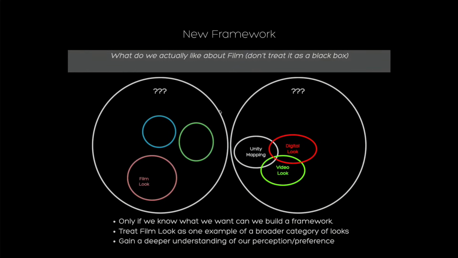We need to ask ourselves, what do we actually like about film? Don't treat this as a black box and say, okay, I like it. What aspects do you like and why? And maybe we can formulate a framework. And within that framework, maybe we can make other looks which are not necessarily film, but still the opposite of the digital and the video look, or the unity mapping, where if you're not doing anything with the colors, you think you have a natural look, but you actually have a very unnatural look. Only if we know what we want, we can build that framework.